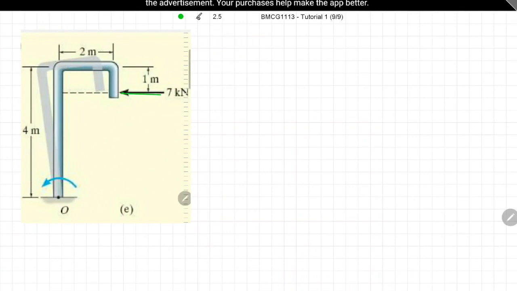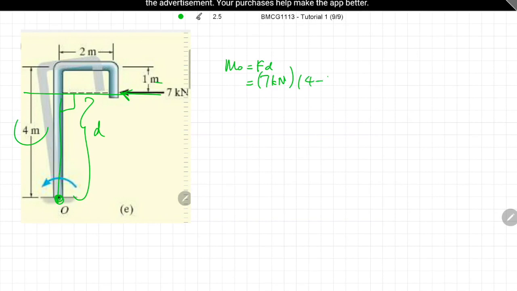As for the final example, if this is your line of force, kita elongate until it reaches the O axis too, and then the distance is perpendicular to the line of force. Okay, so in this case, if you want to calculate the magnitude of moment, it will be equivalent to Fd. The force is 7 kilonewton. Kalau tengok ni, the distance will be 4 meter minus 1 meter. So the magnitude of this moment will be 21 kilonewton meter.